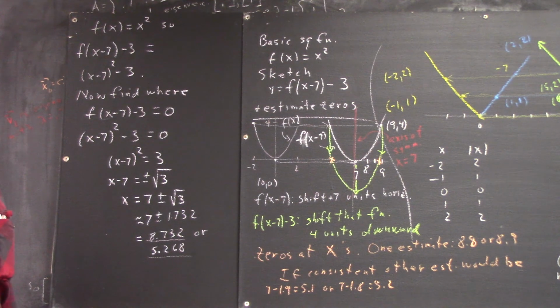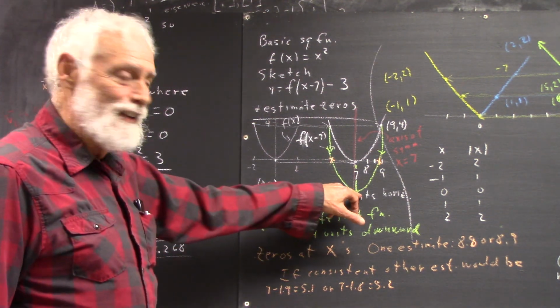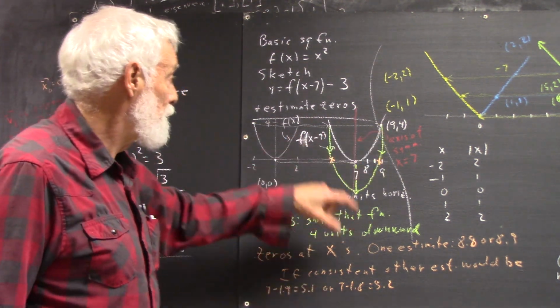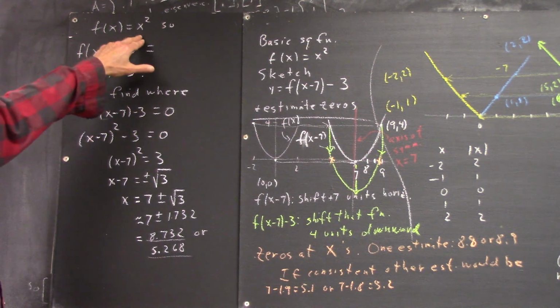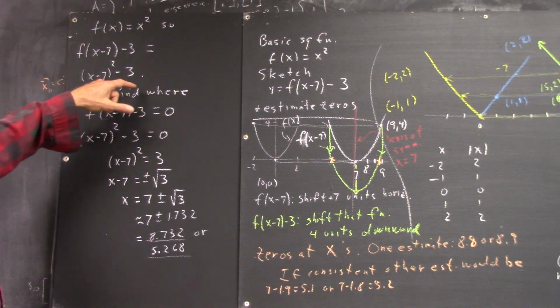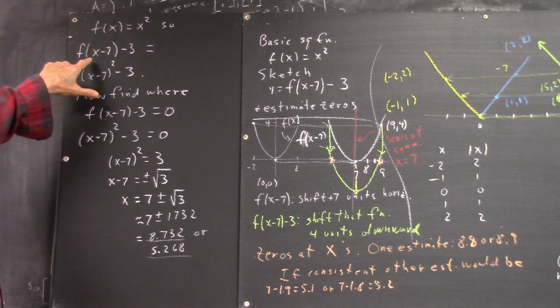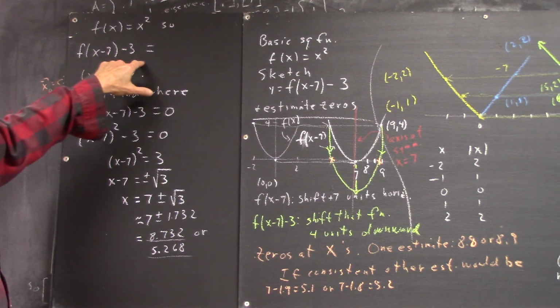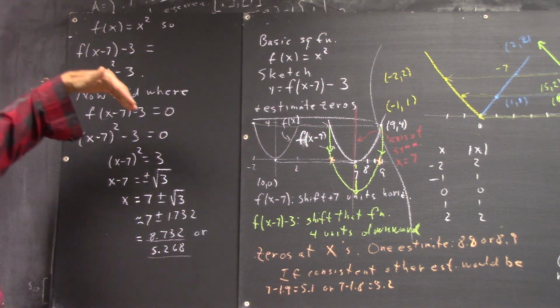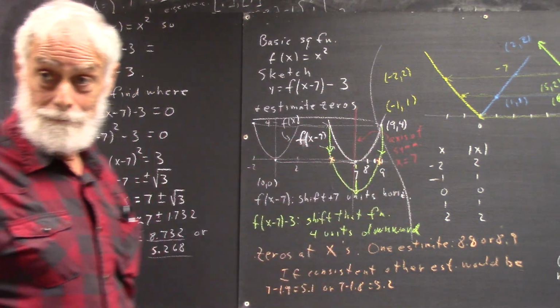But this represents the f of x equals x squared, modified to f of x minus 7 minus 3, right? And we're finding when it's 0.